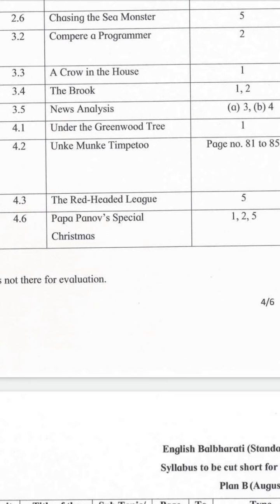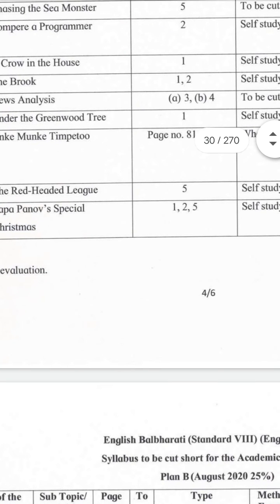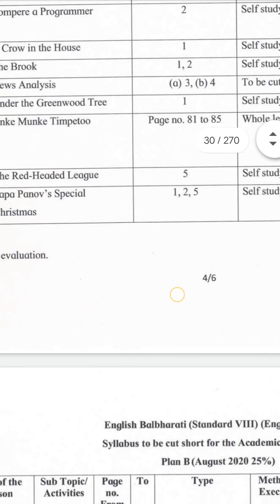3.5, News Analysis. In News Analysis there are a total of 4 articles, in which in A, the first article, question number 3 is omitted, and in B, question number 4 is to be cut.